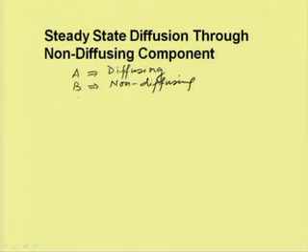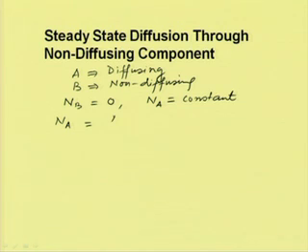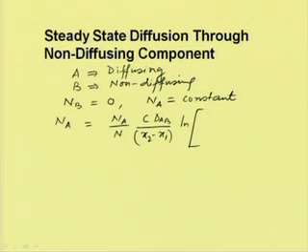In this case, since B is non-diffusing, the flux for component B, N B, will be 0, and the flux for component A will be constant. Now, if we go back to the governing equation, we can write N A is equal to (N A by N) times C D A B by (x 2 minus x 1) times ln of (N A by N minus y A 2) divided by (N A by N minus y A 1).